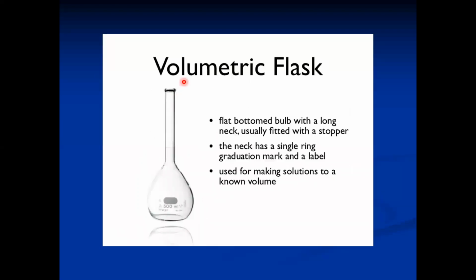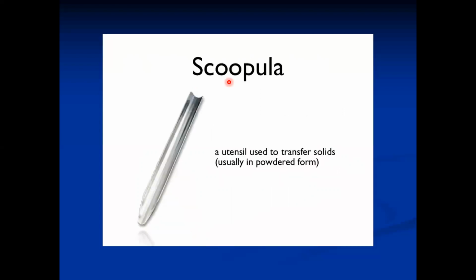Then we have the volumetric flask. As the name indicates, we can measure the different amount of liquid by this volumetric flask. Spatula. It is being used to transfer solids to any other container. By this spatula, you can add the solids to a liquid or any other container.